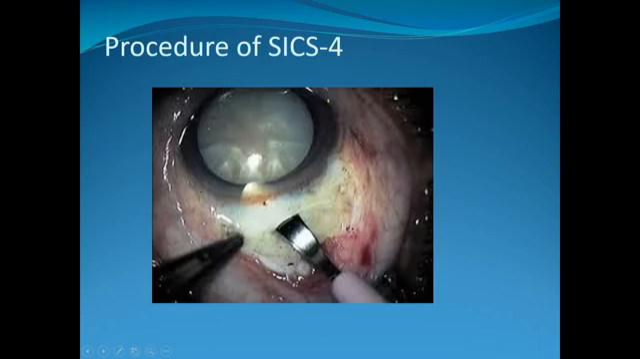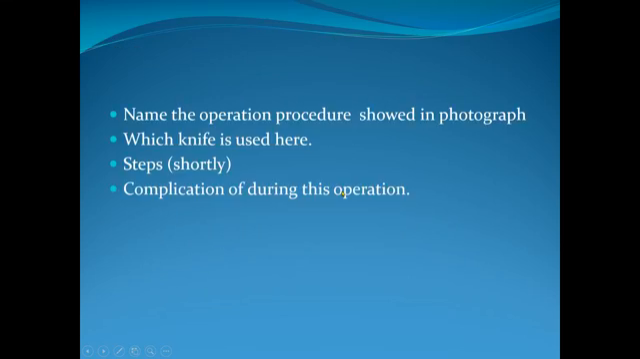The procedure of SICS. Some examiners ask about this station. The question is, what is being done here? This is the SICS operation. Which knife is used here? Crescent knife. And complications during this operation may be corneal endothelial injury, expulsive hemorrhage, or posterior capsular rupture. Two or three you should mention.